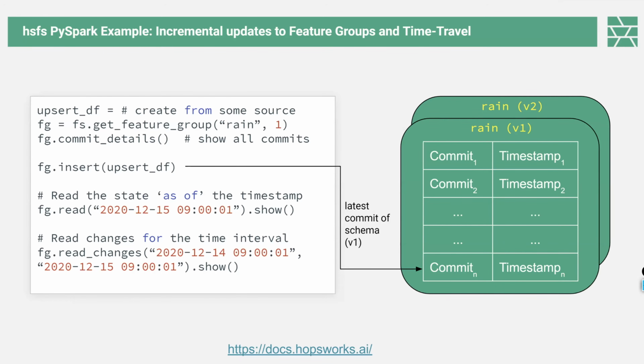So if I have a feature group and I've ingested data into it, I may want to keep ingesting data. We call that incrementally updating the data in a feature group. Your pipeline might run every hour or every day to update the data in that feature group.